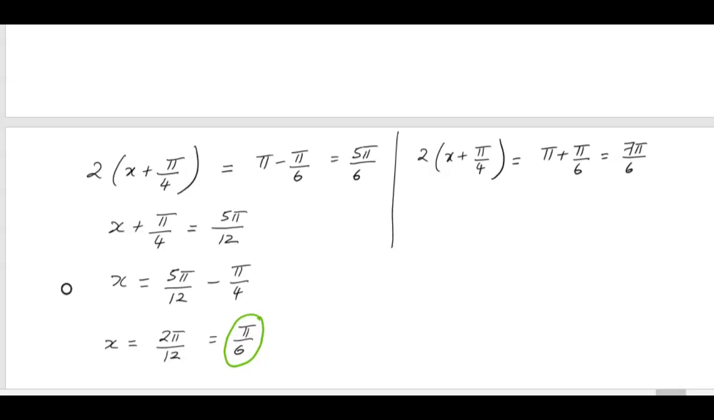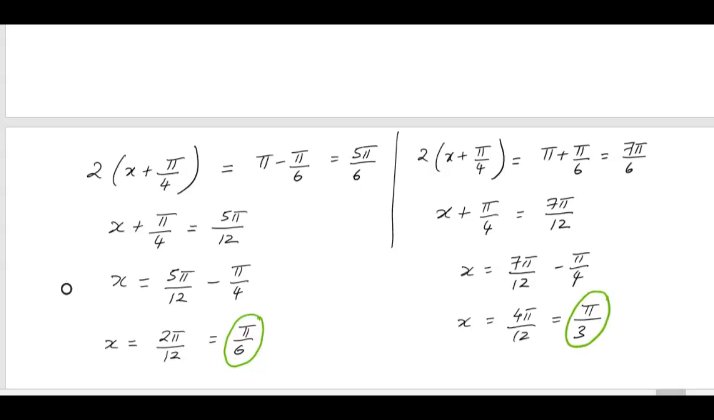Right, now quickly getting the value for the second one. So again, dividing both sides by 2, plus pi on 4 equals 7 pi on 12, and x is going to be equal to 7 pi on 12 minus pi on 4. It's going to be equal to 4 pi on 12, or in a simplified version, it's just simply going to be pi over 3. And that gives me the value of the second x-intercept.